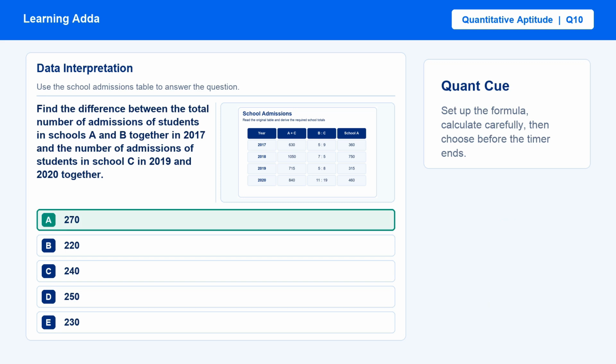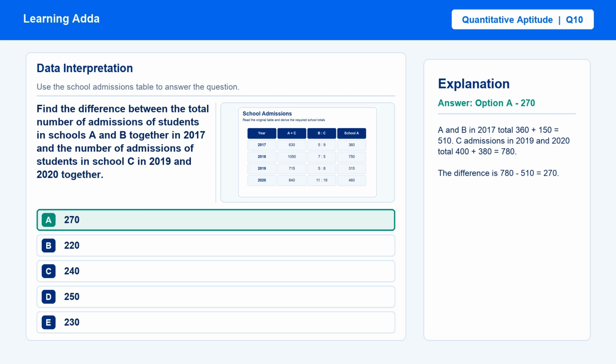The answer is option A 270. A and B in 2017 total 360 plus 150 equals 510. C admissions in 2019 and 2020 total 400 plus 380 equals 780. The difference is 780 minus 510 equals 270.